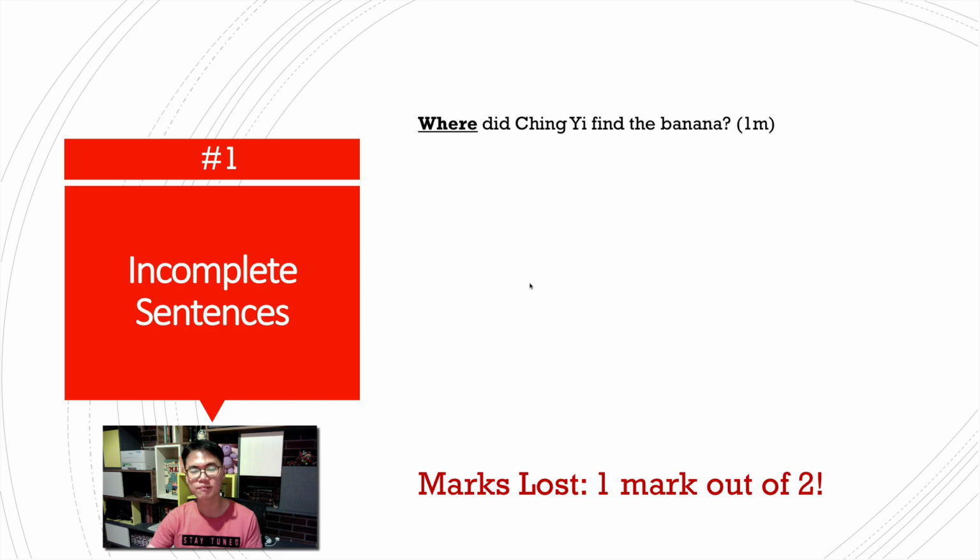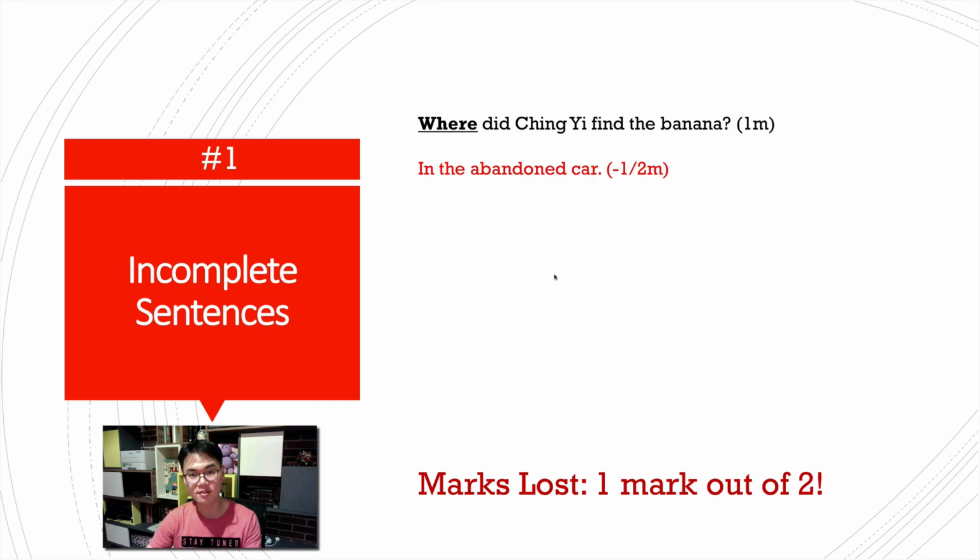So let's take a look at the first question. Where did Qingyi find the banana? This is a where question. I'm looking at a location, a place, if you will. So my answer must contain a place. However, remember that that place must be written within a complete sentence. If the sentence is not complete, like this, in the abandoned car, then half of my marks get deducted because I'm not answering in a complete sentence.